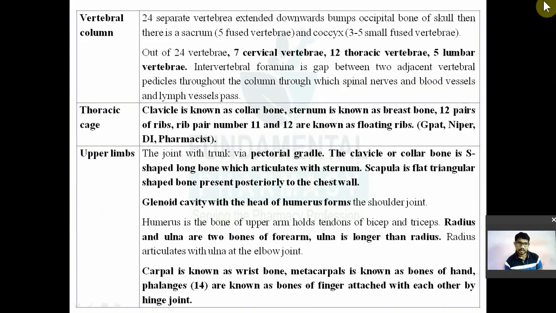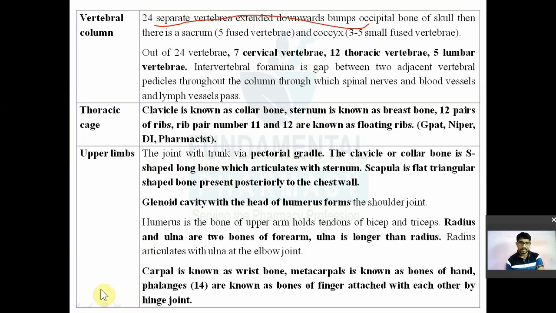Now, vertebral column. Next one is the vertebral column. इसमें क्या है? So this vertebral column is made up of your vertebrae and it extends from your skull down to the coccyx, the pelvis. So 24 separate vertebrae extend downwards from the occipital bone of the skull.